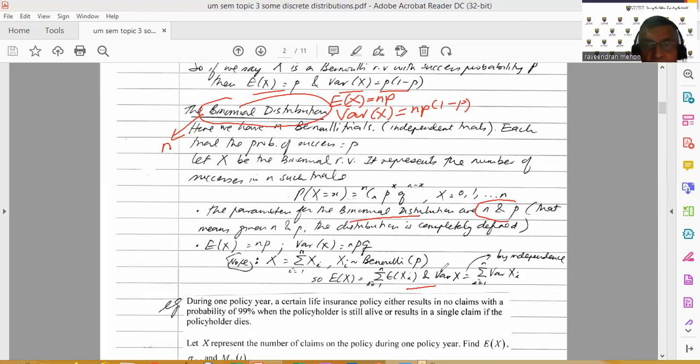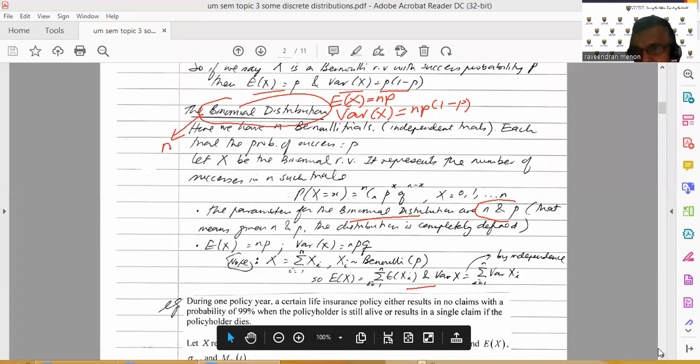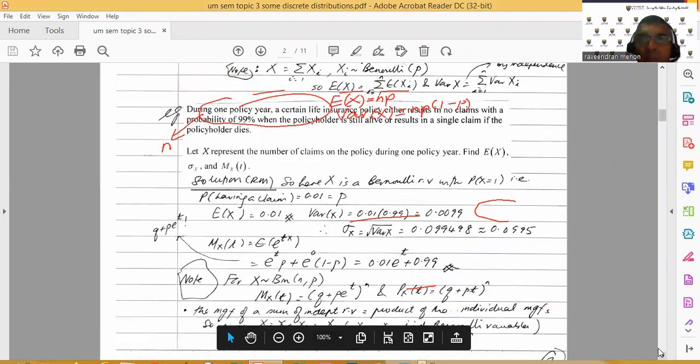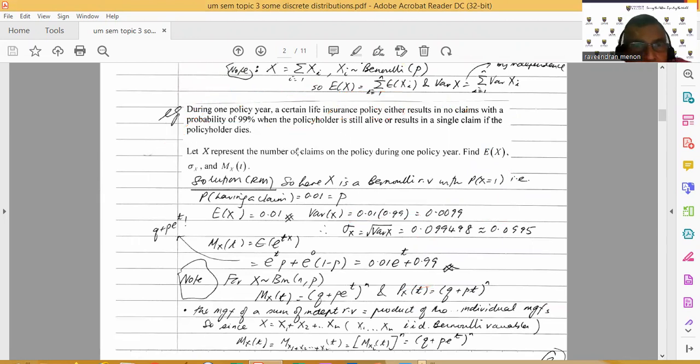Okay, good. So now let's look at an example. Read the question carefully. During one policy year, a certain life insurance policy either results in no claims with a probability of 0.99. So no claims is 0.99. Let me write it here: probability of no claims.